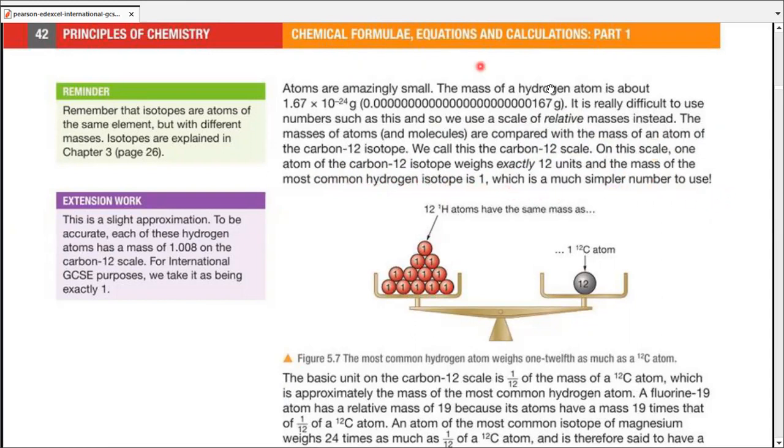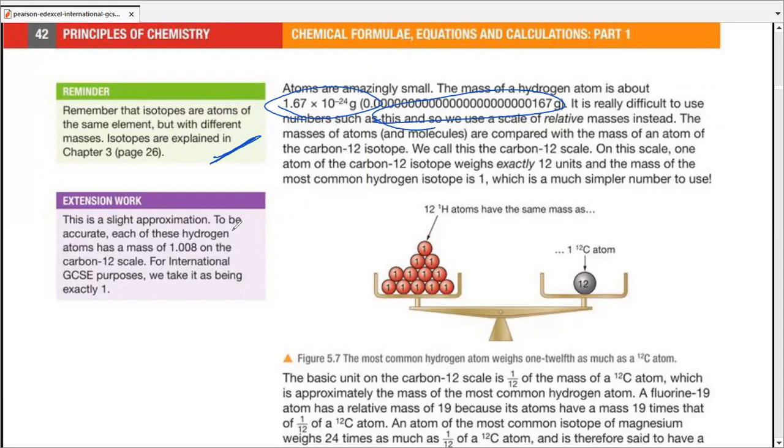So instead of coming up with these numbers, this one or this one on the list, we come up with much simpler numbers. That's why we use relative atomic masses, and that's why relative atomic masses are quoted in the periodic table and not the actual ones. Remember, isotopes are atoms of the same element which have the same proton number but different mass number. That is something we have described previously.